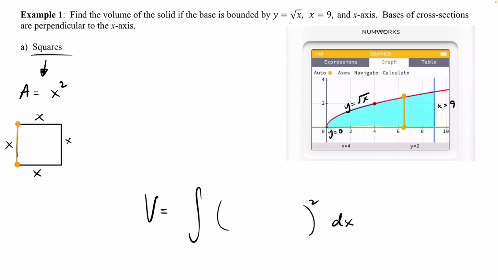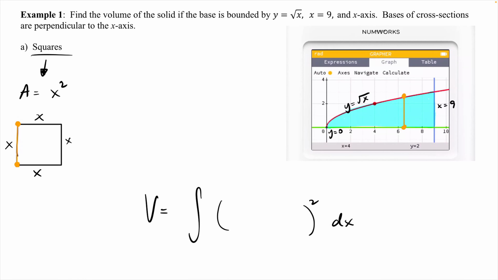We'll use the function. So how big is this side going to be? Well, it goes from the red to the green, right? Well, what's the y value? How would I find the y value at that dot there? I would plug it into the function, right? How would I find the y value here? Plug it into the function.